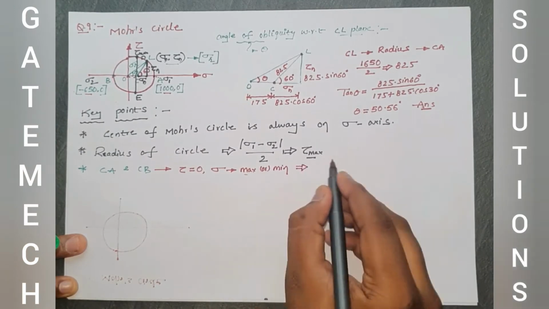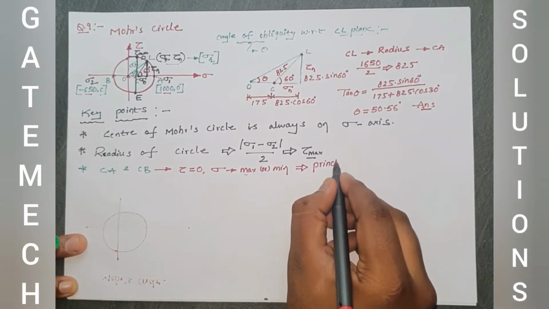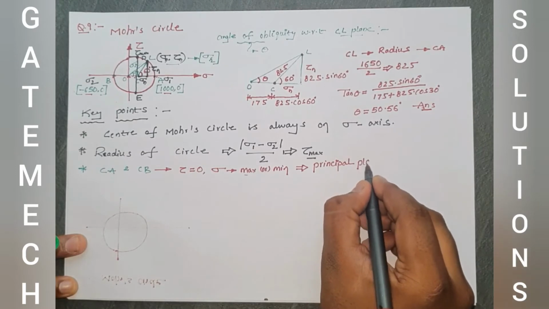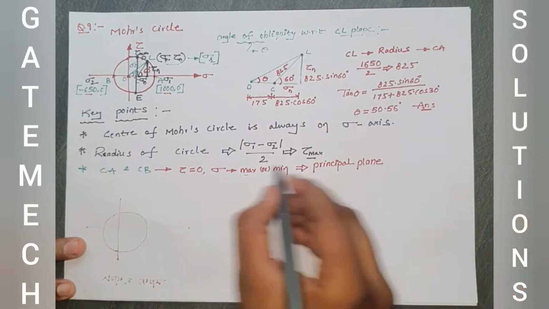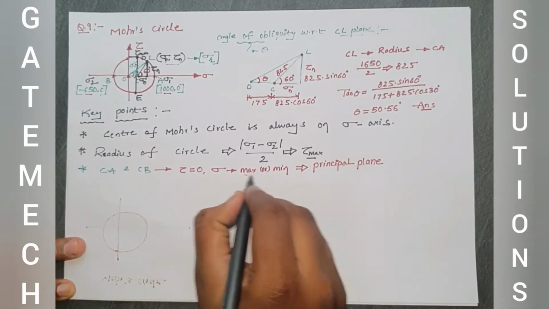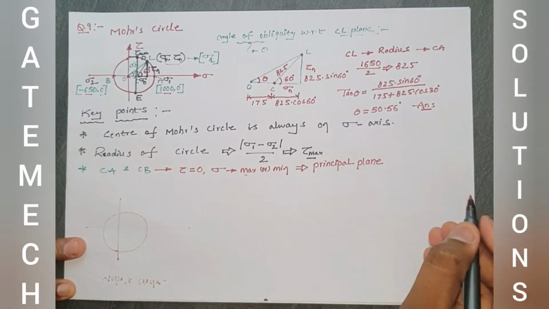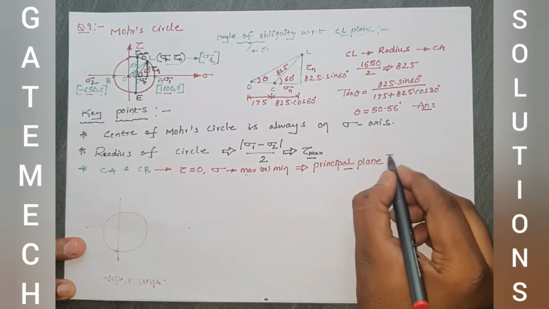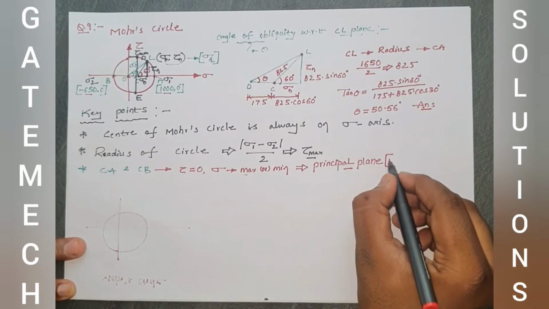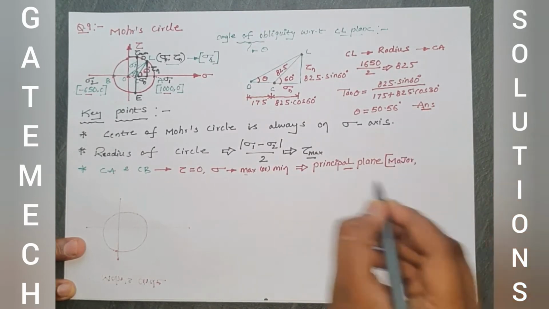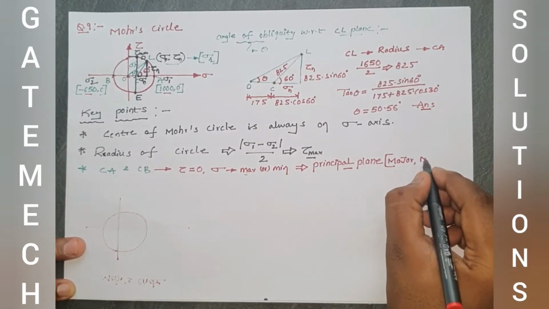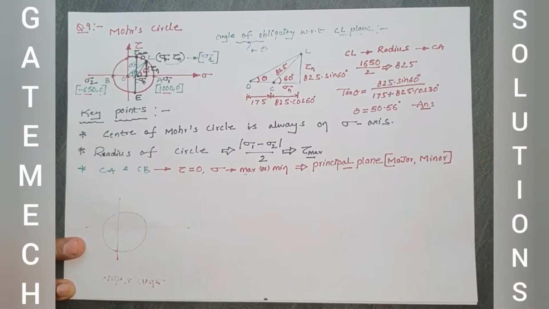Those planes are exactly called principal planes. The basic definition of a principal plane is like this: the plane where the shear stress value is 0 and the normal stress is either maximum or minimum. If the normal stress is maximum, that is called the major principal plane. If the normal stress is minimum, that is called the minor principal plane. There are two principal planes.